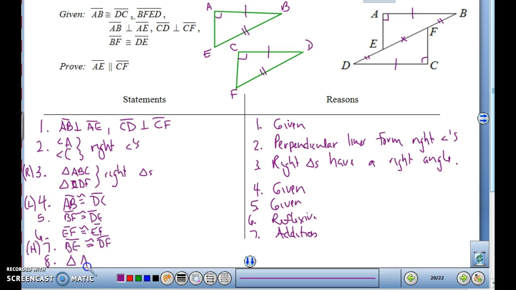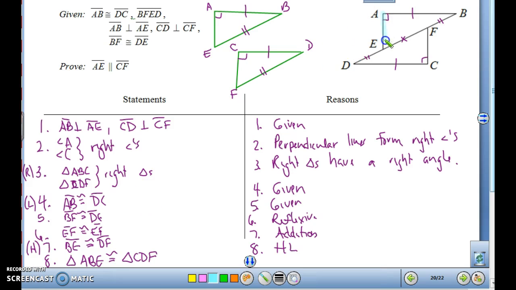Triangle ABE is congruent to triangle CDF using hypotenuse leg. Now, again, with hypotenuse leg, you have to make sure that you prove you have right triangles before you can prove hypotenuse and leg, because you don't have a hypotenuse unless you have a right triangle. All right, now we want to prove that AE is parallel to CF. So we're trying to prove that these two sides are parallel, right here.